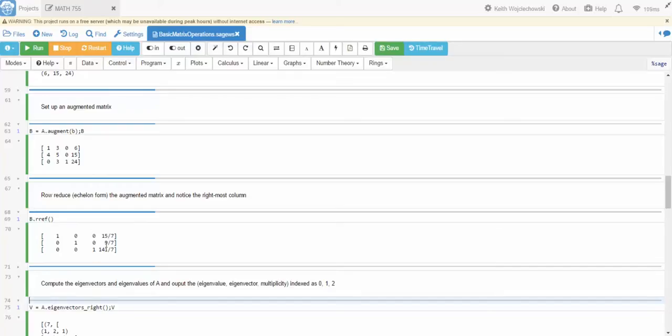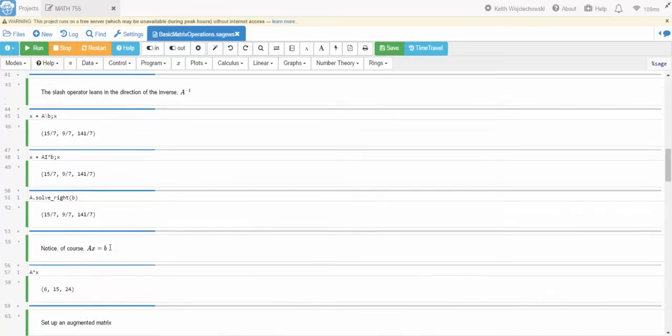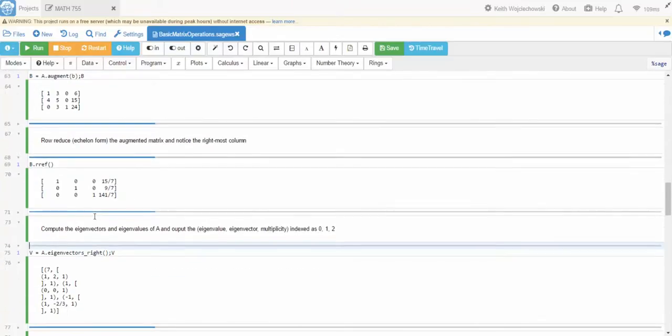Notice that's 15 over 7, 9 over 7, 141 over 7. That was the solution we got when we solved this system of equations. That's another way to go about this.